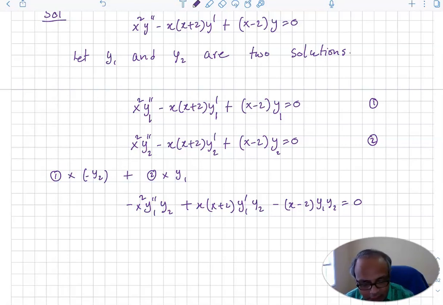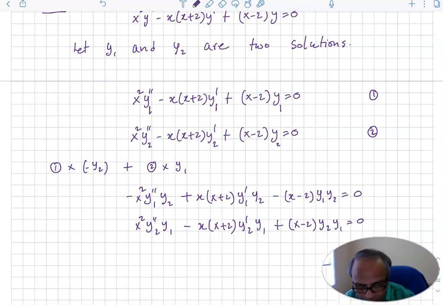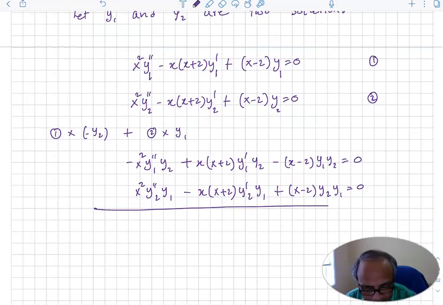Now I'm going to take the second equation and multiply by y1. So it is x squared y double prime 2 multiplied by y1 minus x times (x plus 2) y prime 2 multiplied by y1 and plus (x minus 2) y2 multiplied by y1 equals 0. Now I'm going to add. All you can do is add these two equations. So you add each term and you can see that this last term gets cancelled.